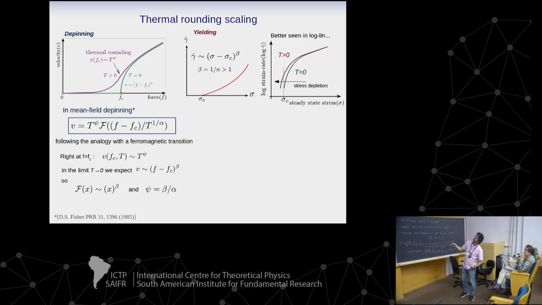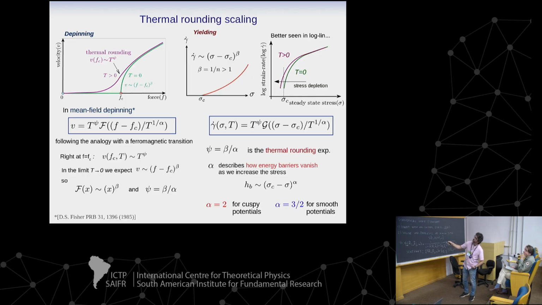It's easier if you put this in a log scaling, and this is the curve at T equals 0, and a curve of T bigger than 0 will be something like this. At a given strain rate it will be like a stress depletion due to the temperature. So we propose the same scaling law, and now it's sigma instead of force. Here, alpha describes how energy barriers vanish, and we know that for Cusp potentials, alpha is 2, and for smooth potentials, alpha is 3/2. So believe me in this, so I can continue. According to the type of potential, this exponent is different.